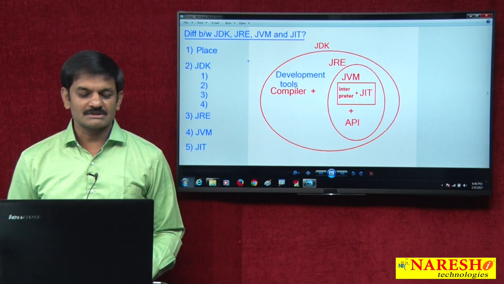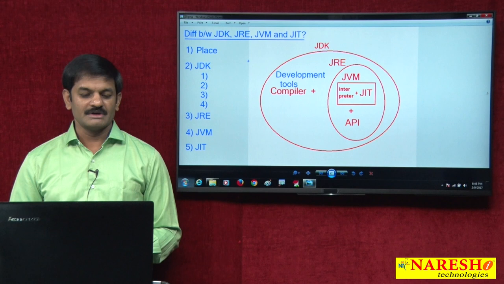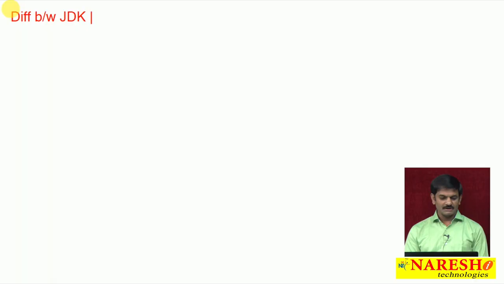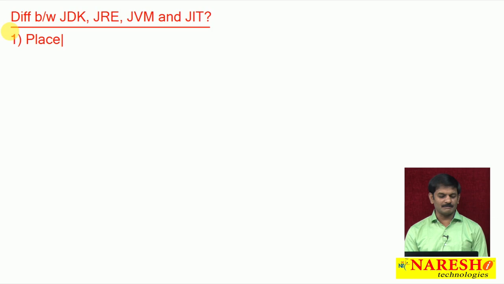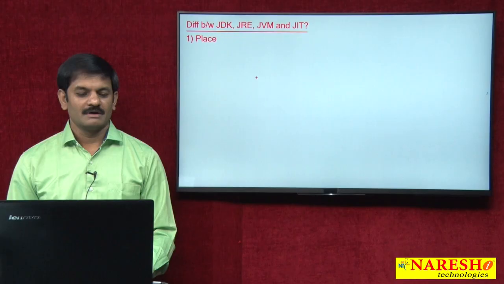Okay. So summary points, or whatever you feel. Please try to recollect once again all the points. Try to talk along with me. First point. Now without looking at the diagram, you try to answer: what are the differences between JDK, JRE, JVM and JIT? So tell me first point, you try to tell me about place.